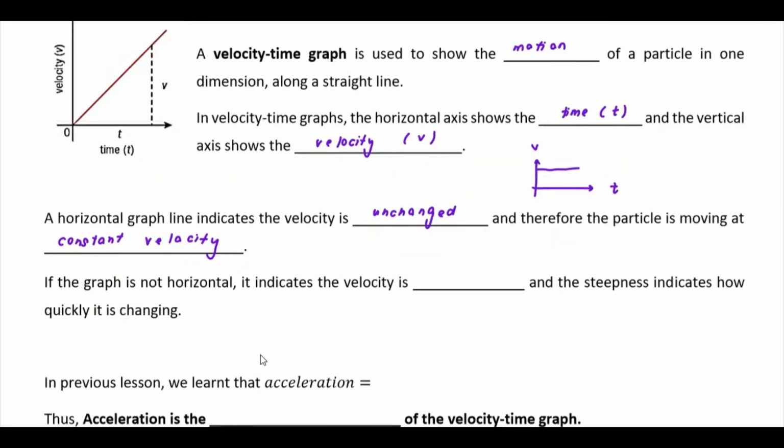Okay, so if the line is not horizontal, similar to the ST graph, it indicates that the velocity is actually changing. If the velocity is changing, then the steepness of the line will tell you how quickly the velocity is changing as well. So the steeper the graph, meaning the larger the gradient, the velocity is getting larger and larger at a faster rate. Yeah, so that's the idea.